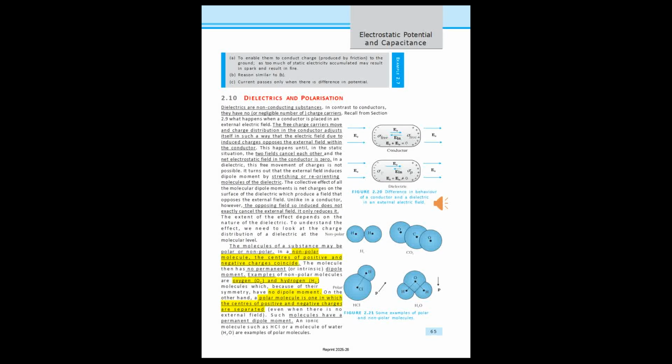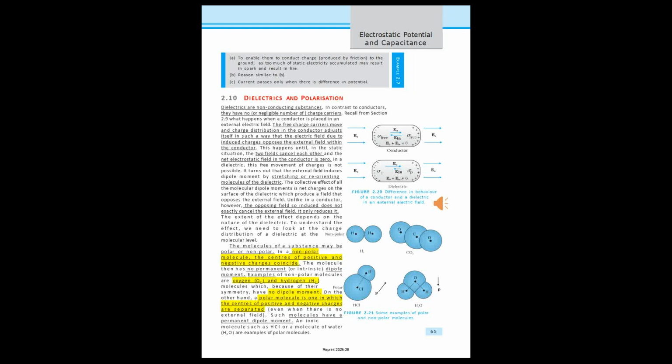It turns out that the external field induces dipole moment by stretching or reorienting molecules of the dielectric. The collective effect of all the molecular dipole moments is net charges on the surface of the dielectric which produce a field that opposes the external field. Unlike in a conductor, however, the opposing field so induced does not exactly cancel the external field. It only reduces it. The extent of the effect depends on the nature of the dielectric.